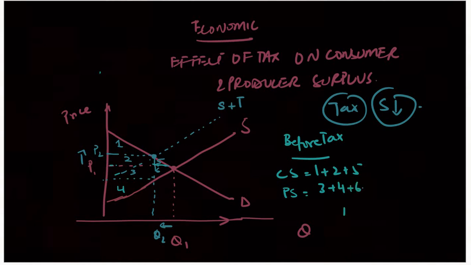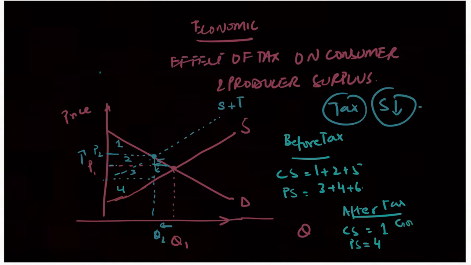Now what happens after tax? After tax, consumer surplus has decreased to only this portion. This is the blue line. Only 1. And what happens to producer surplus? Producer surplus is only 4, only this part. Now what is being taken by the government? This is taken by the government, 2 and 3.